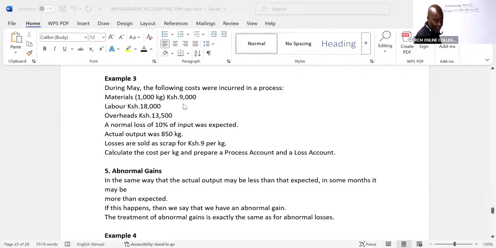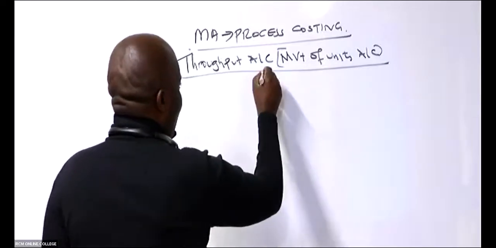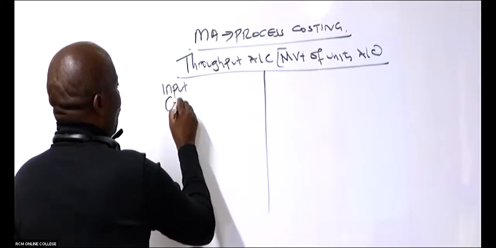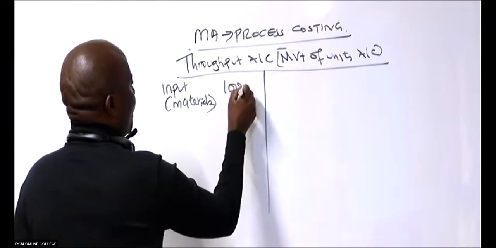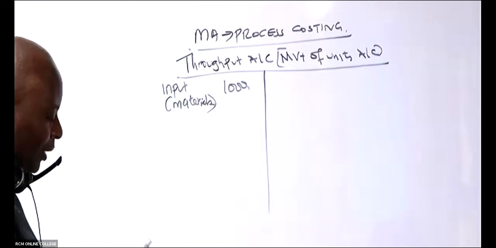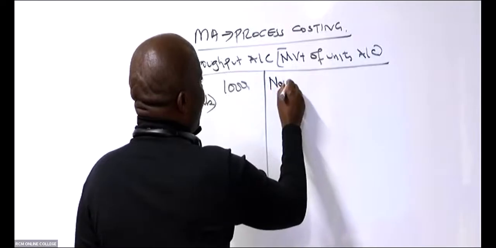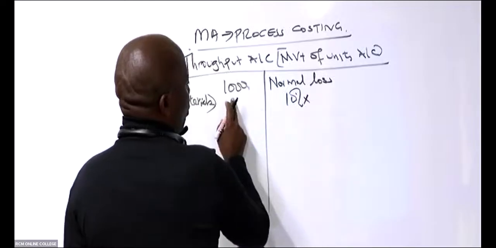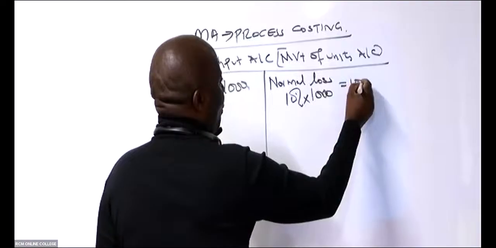And this is how it shall look. It's just a normal T account. We have input in the form of materials, 1,000 kilograms being put in. And then we have our normal loss. What is our normal loss percentage? They have told us it is 10% of the input. 10% of 1,000 gives us 100.